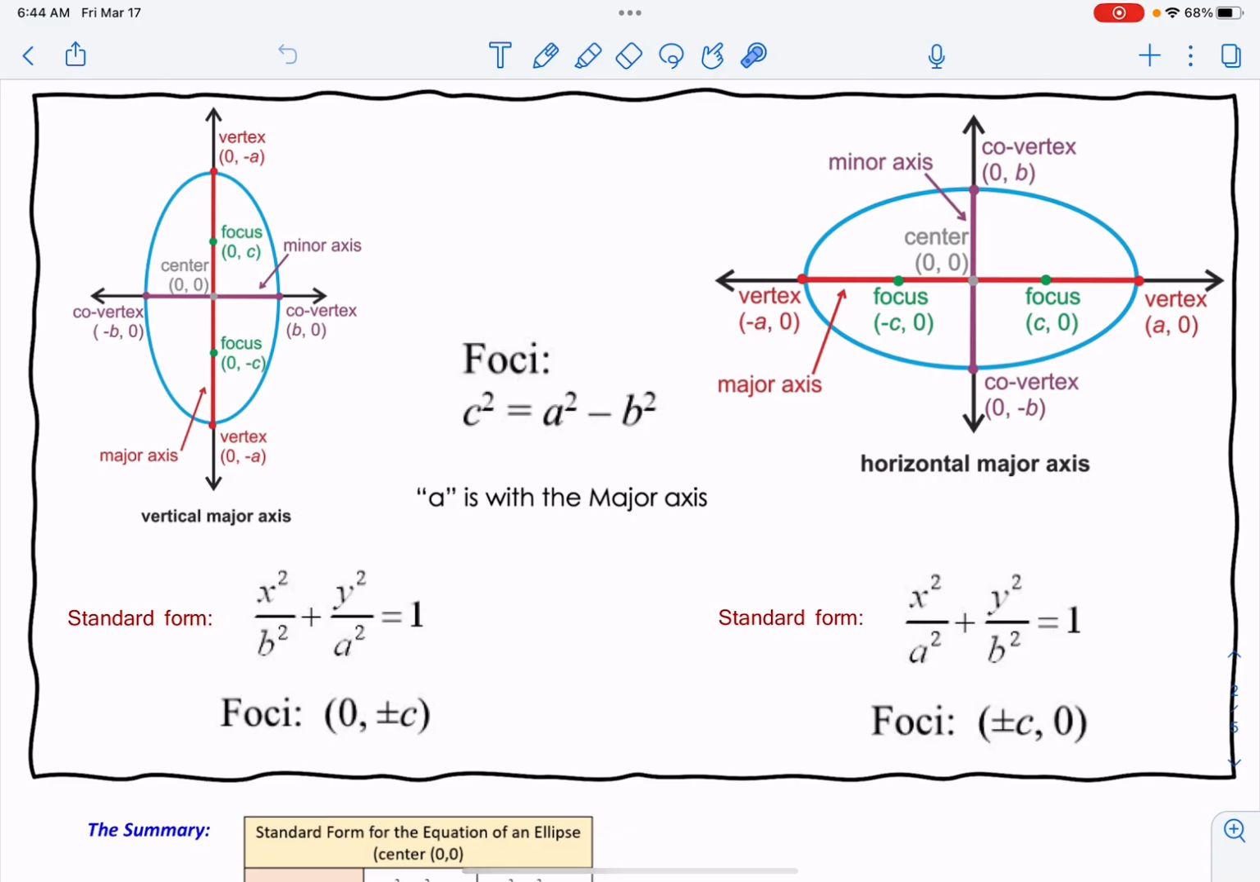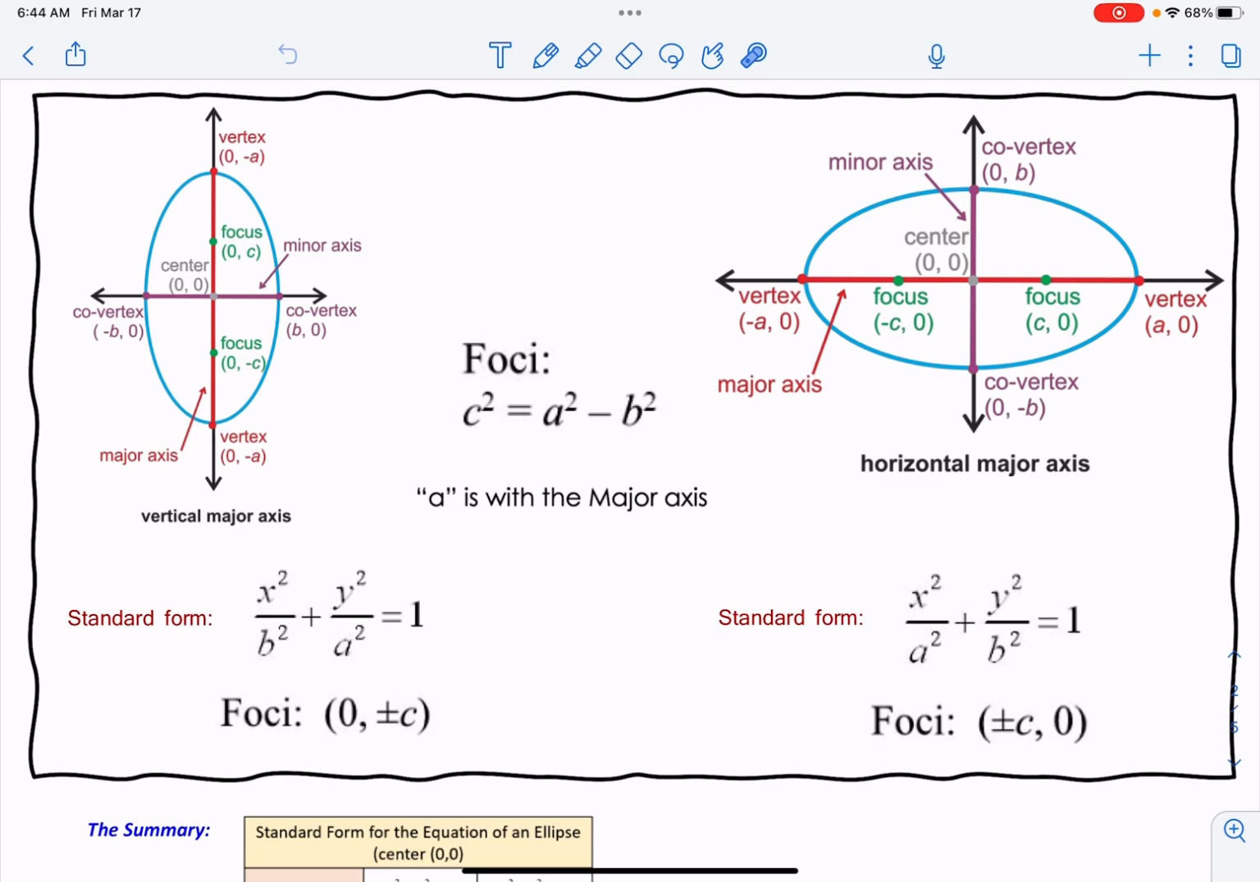So the standard form is x squared over a number plus y squared over a number, and it always has to equal 1. Now, how are we going to determine if it's a vertical or horizontal ellipse? We're going to look at the numbers that are underneath. If the number a squared is bigger and it's underneath the y, then it's going to be a vertical ellipse. If the number a squared is bigger and it's underneath the x squared, then it's going to be horizontal.